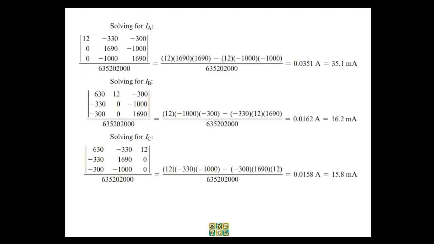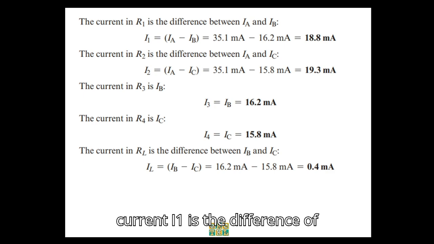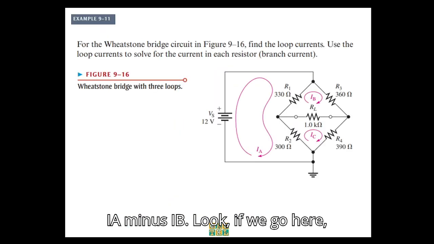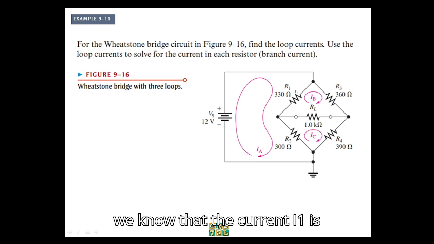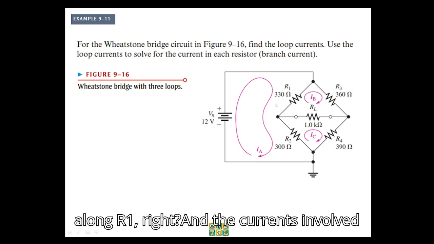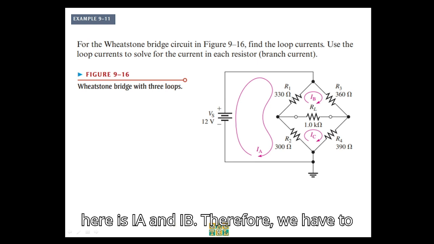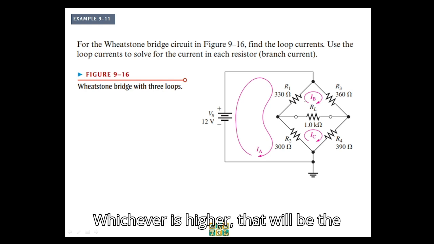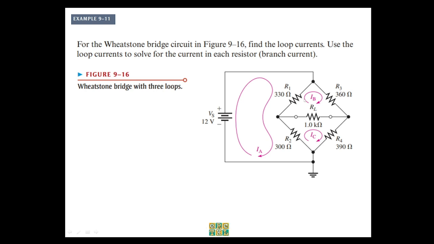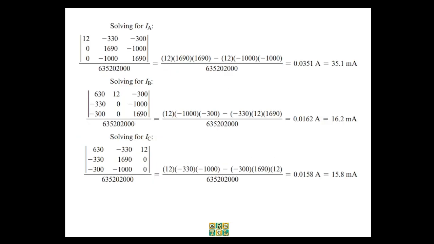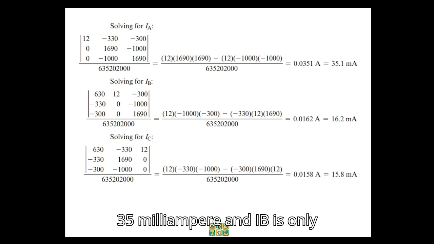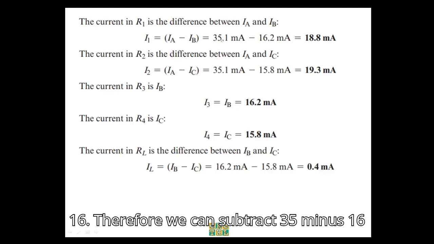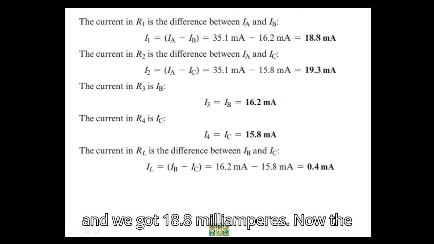And how could that be? How could the current I1 be the difference of IA minus IB? Look, if we go here, we know that the current I1 is along R1, right? And the currents involved here are IA and IB. Therefore, we have to subtract IA and IB. Whichever is higher, that will be the one we subtract from. So we got IA equal to 35 milliamperes, and IB is only 16. Therefore, we can subtract 35 minus 16, and we got 18.8 milliamperes.